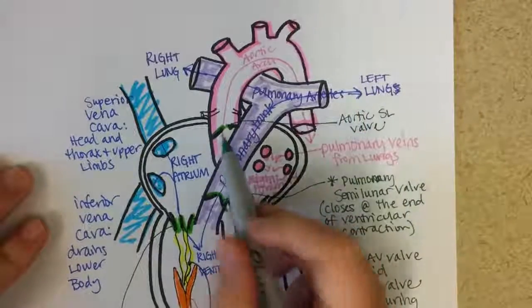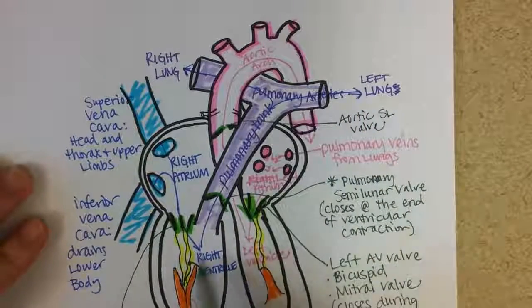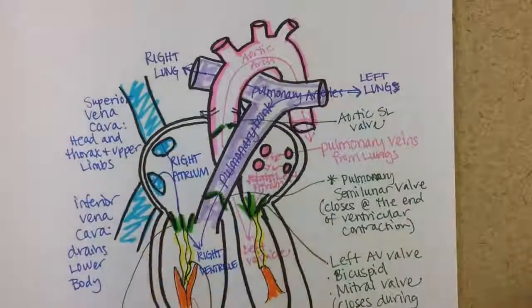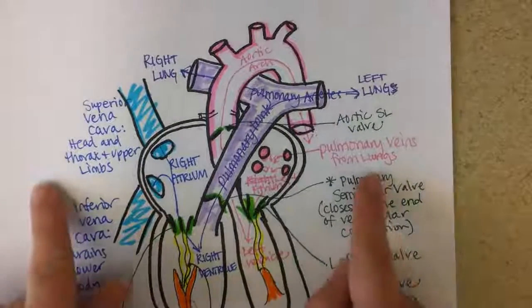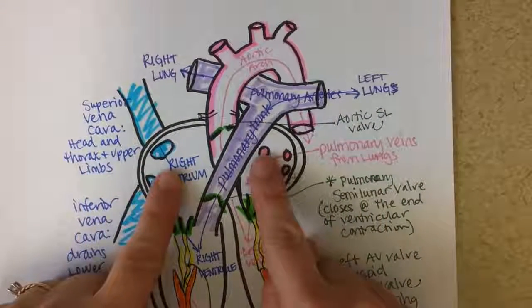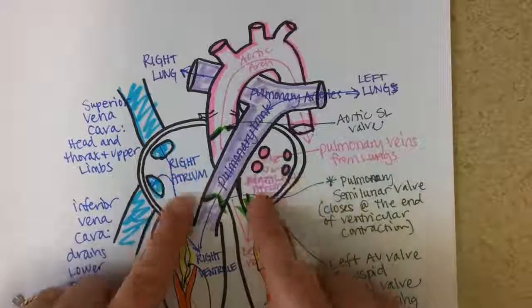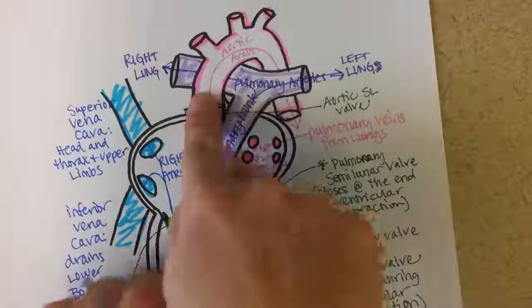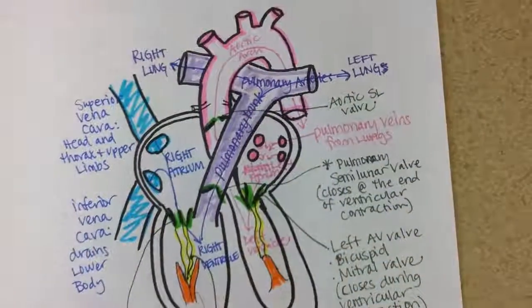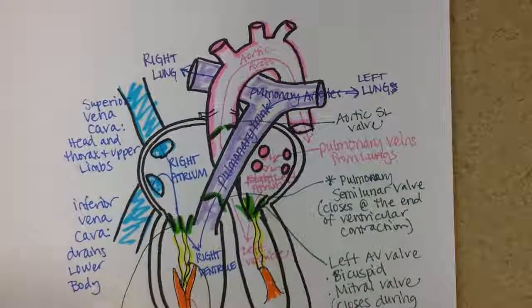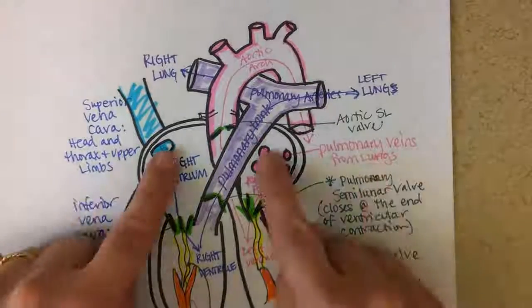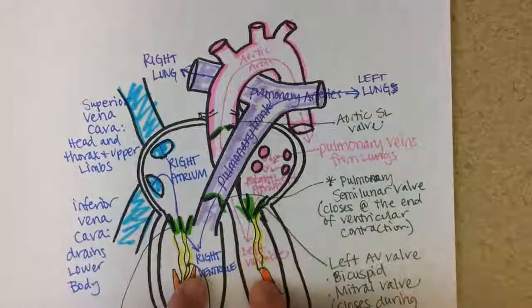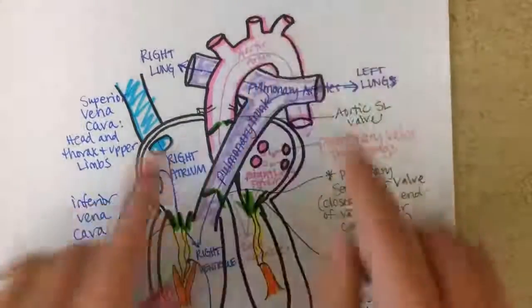So this one is going to close at the end of ventricular contraction, just like the pulmonary semilunar valve. So the blood is pouring into both sides of the heart at the same time, and then it's going down into both ventricles at the same time, and then it's going up and out the exiting vessels, exiting arteries at the same time. So it's coming in veins at the same time, going into ventricles at the same time, going out arteries at the same time.